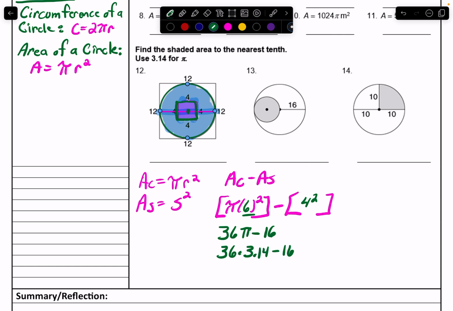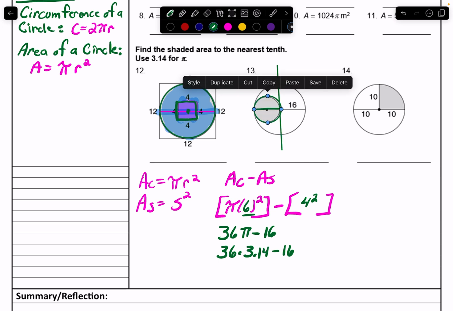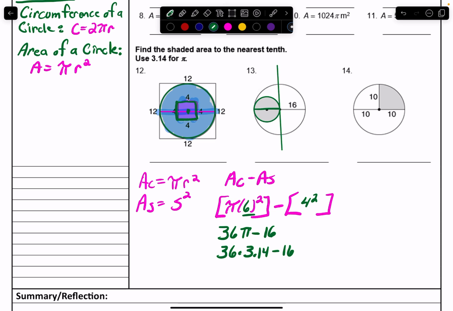13 you should be able to figure out. I'll give you a hint on 13. This is 16. That means this is 16. So you just need to be able to find the area of this circle here. To find the area of a circle, you only need to know one thing. Radius. That's all you need to know. So you should be able to find the radius of that little circle.